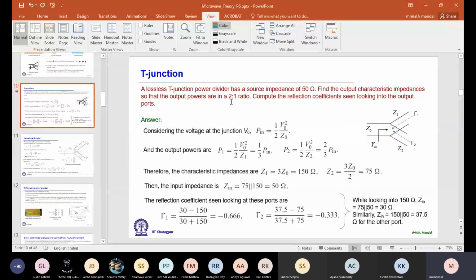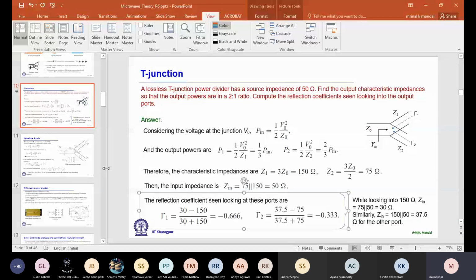Now, next we solved a problem. So for this particular problem, the output powers are in 2:1 ratio, and we discussed this reflection problem. So if the output ports are not matched, then looking from output port into the junction, we have reflection coefficients gamma 1 and gamma 2. So these output ports are not matched basically. If you look from output into your junction, then we can use the formula we learned for reflection coefficient, and that's how we calculated the curve.